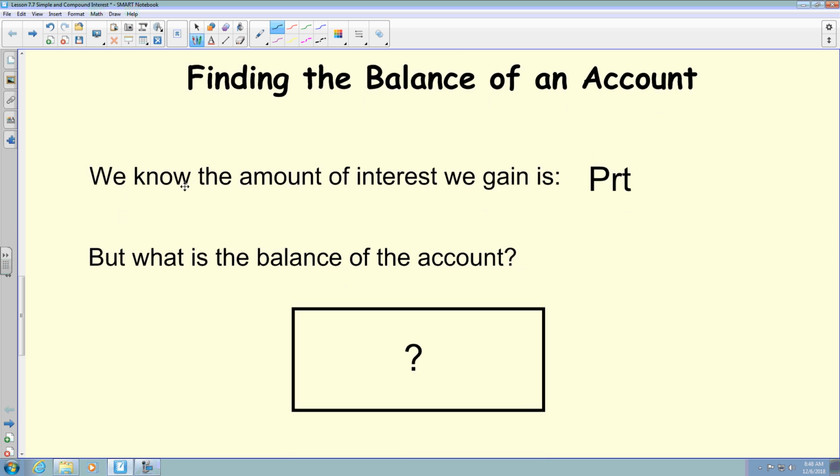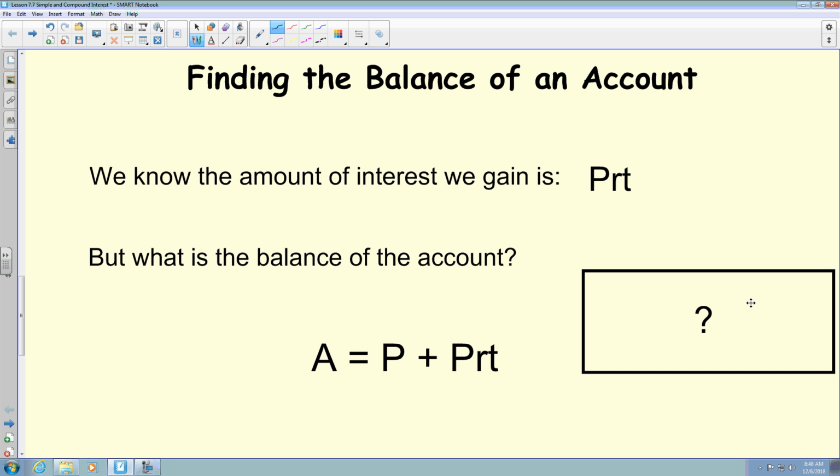So now we know the amount that we gain from the interest is principal times rate times time. Now to figure out how much the balance is, all we have to do is add on your initial investment. So it's going to be principal plus what you made in the interest, and that's what's going to be in your account. So A stands for what is in your account currently.